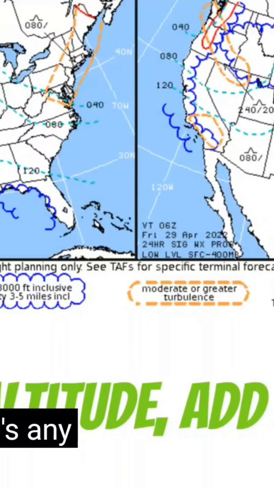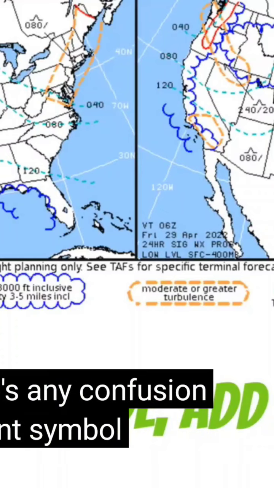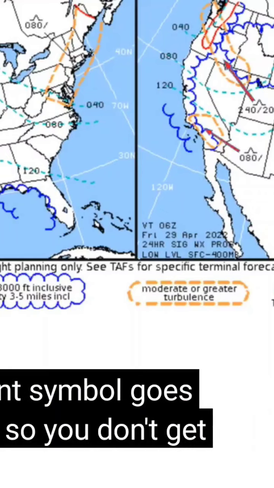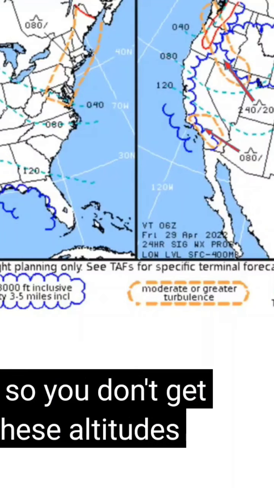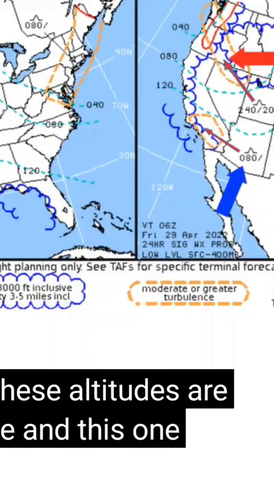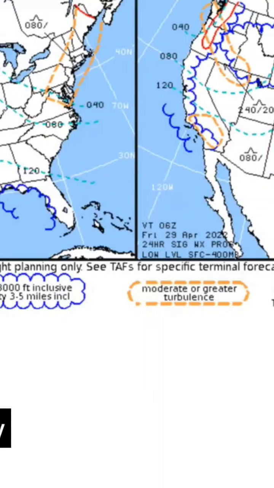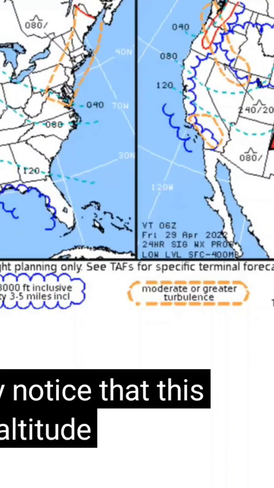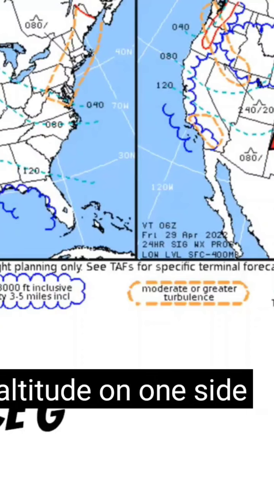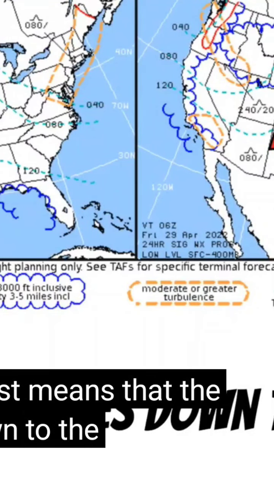A lot of times, if there's any confusion on where the turbulence symbol goes, they'll draw an arrow so you don't get confused. So I know these altitudes are for this area over here, and this one goes down here. Okay, so you probably notice that this one doesn't have an altitude on one side. If you see this, this just means that the turbulence goes down to the surface.